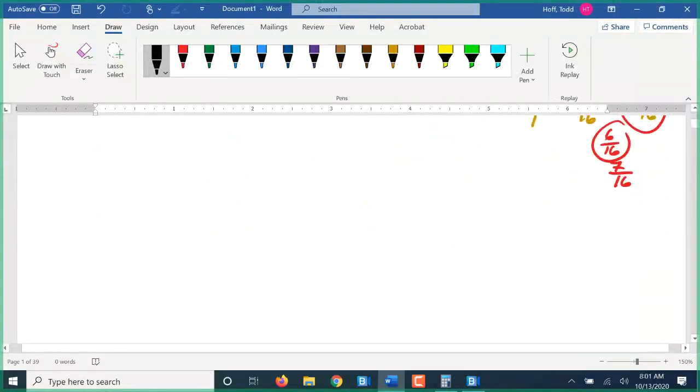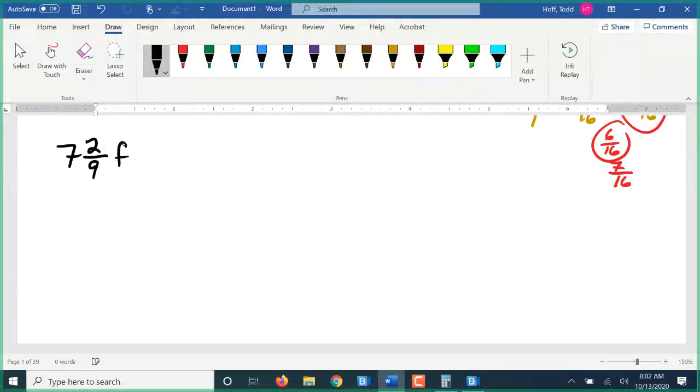We're going to assume for right now that all of these are going to the nearest 16th of an inch, so I don't have to rewrite that. Well, let's take something like 7 and... let's do... 6th won't work really well, will they? Let's do 7 and 2/9 feet. And we're going to convert that just into inches again.